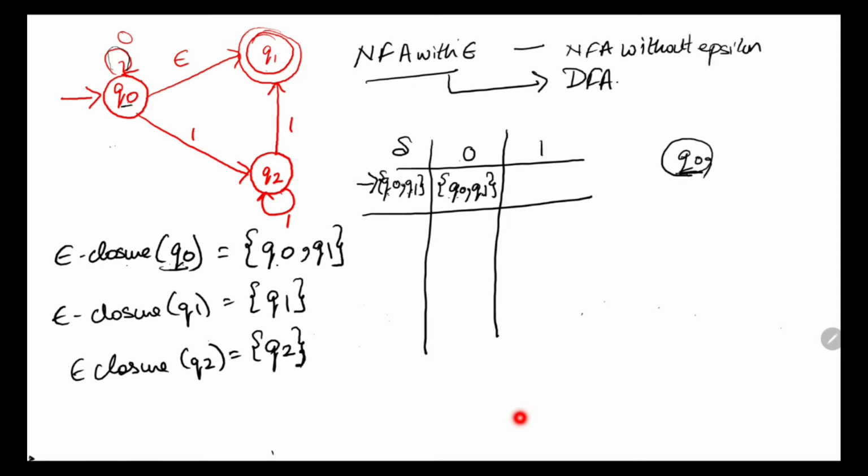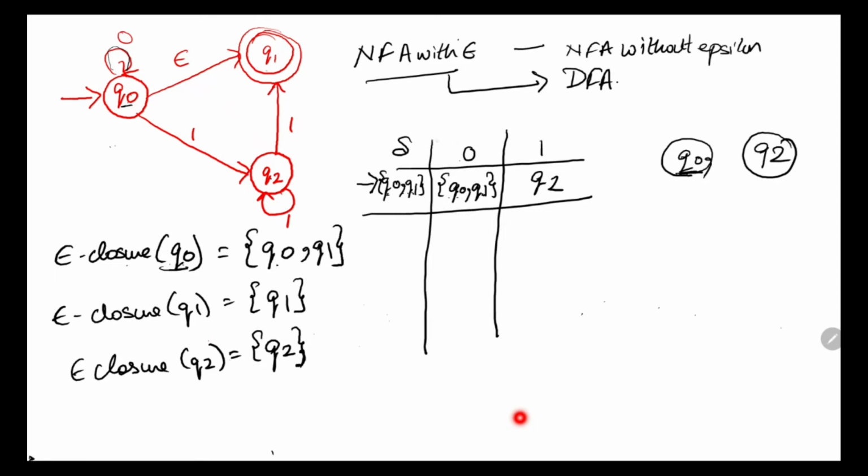Fine. Next, what will we do? We will write Q naught comma Q1 with 1. Fine. Now Q naught with 1 is Q2. Alright. And Q1 with 1, no transition. So what we come up with is Q2. Now the epsilon closure of Q2 is Q2 only. So over here we will write Q2. Now we will look at the next column state.